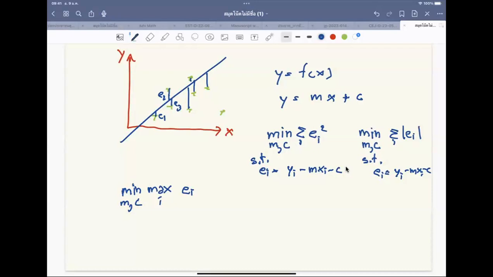Okay. And we have to be sure that all the error must be positive. No, sorry. Absolute error, just absolute error. It's positive now. So EI is this deviation from YI and MXI minus C. Yeah, this way.